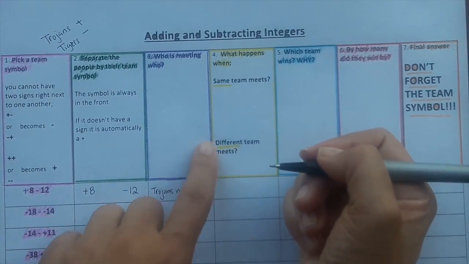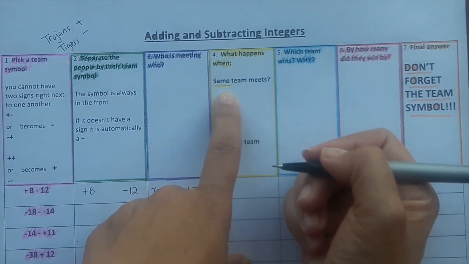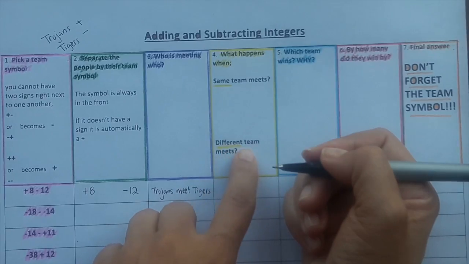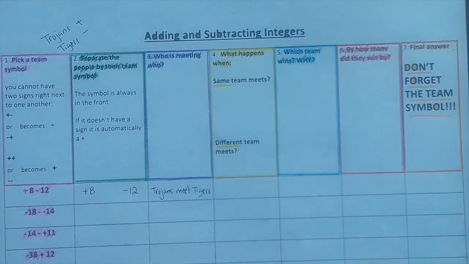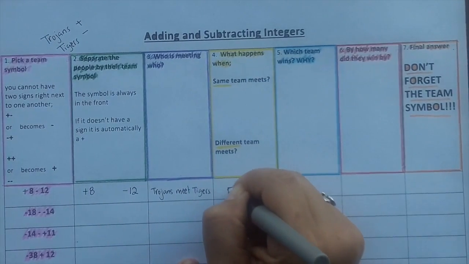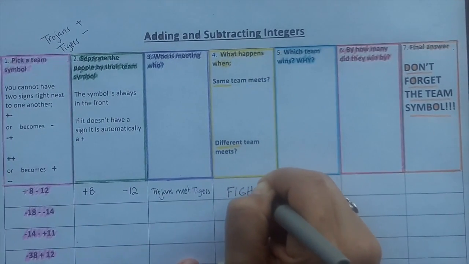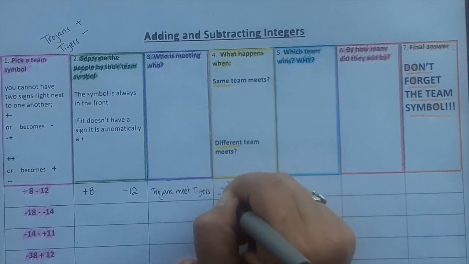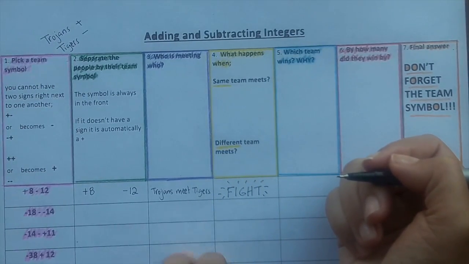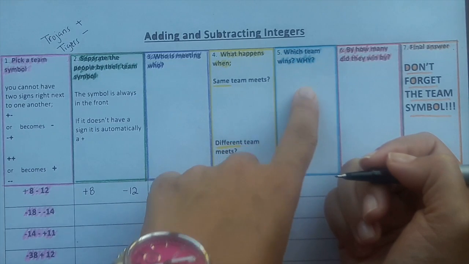Next question you're going to ask yourself is what happens when the teams meet? So these are Trojans and Tigers, they're different teams. What happens when different teams meet? They're going to fight each other. So in the blank there, I want you to write fight and kill each other under different teams meet. This is a listening check. That's what you're going to write. They're going to fight and kill each other.